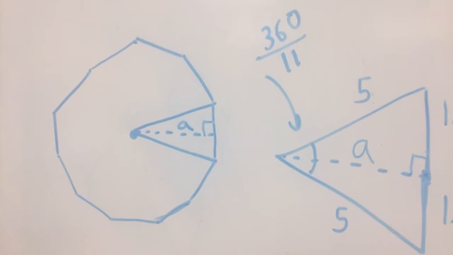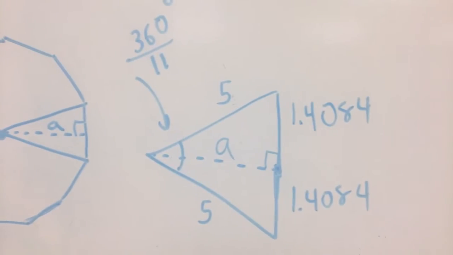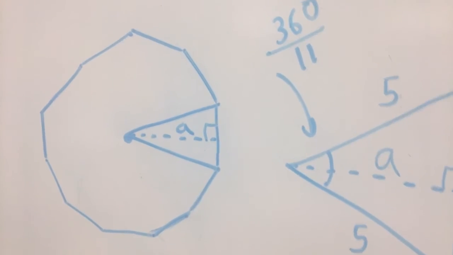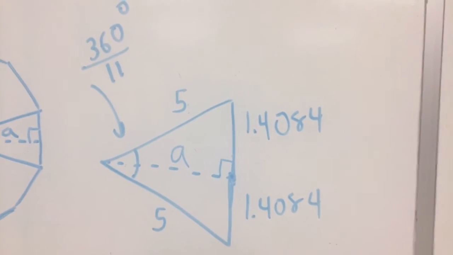Oh, and this time I told you that the radius was 5. The radius of this is 5, okay? And I don't know the length of the side. I don't know how long the sides are, so I'm going to find that. Now, I've already got them written up here, but let me show you how I did it.